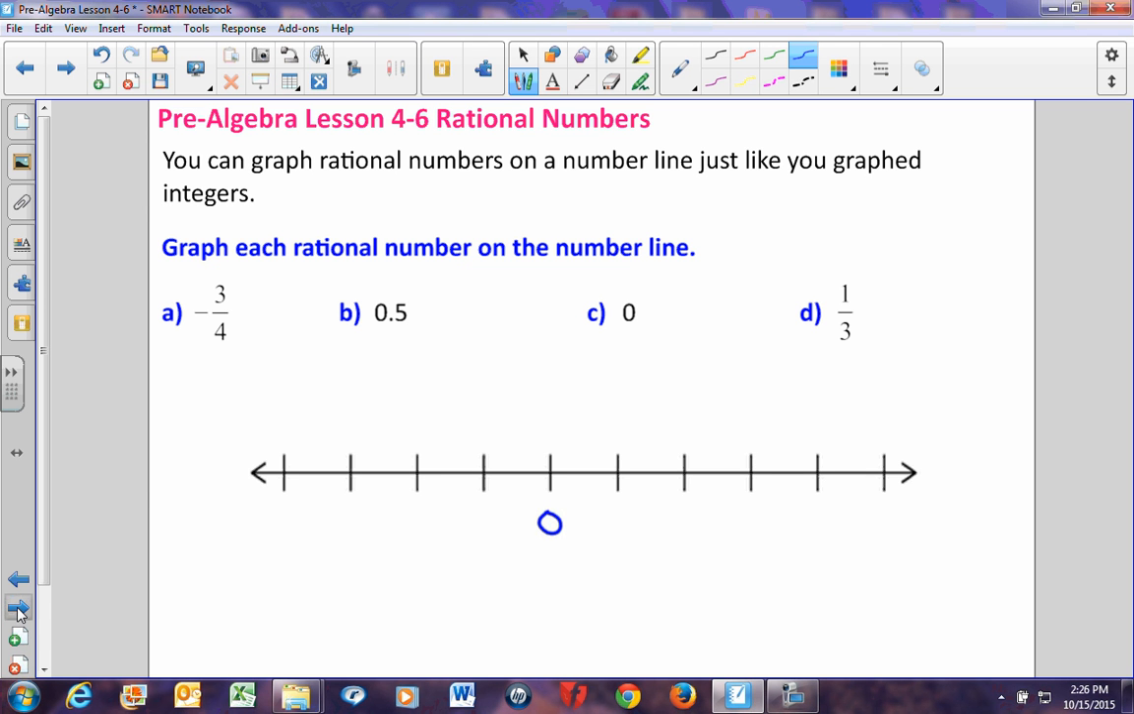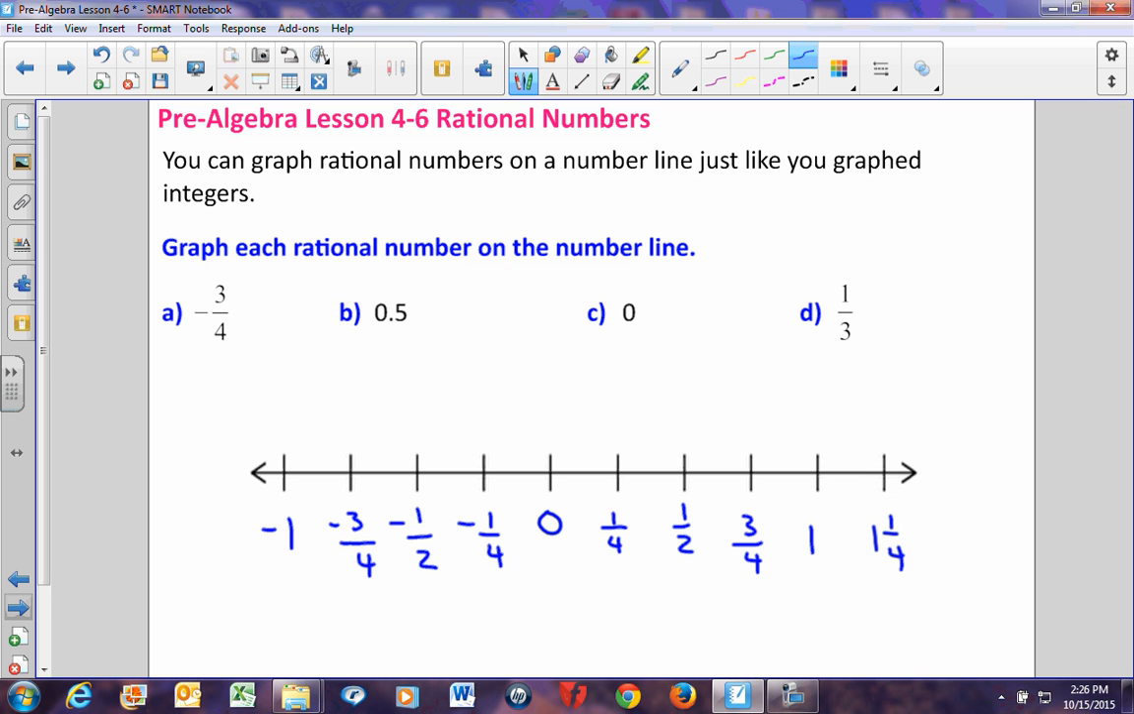Okay, so maybe I'll make this one be 1/4, 1/2, 3/4, 1, 1 and 1/4. That was really terrible on my part. So I'm counting by fourths, I don't want to all of a sudden count by halves. I would have negative 1/4, negative 2/4, which is the same thing as negative 1/2, negative 3/4, and negative 1.